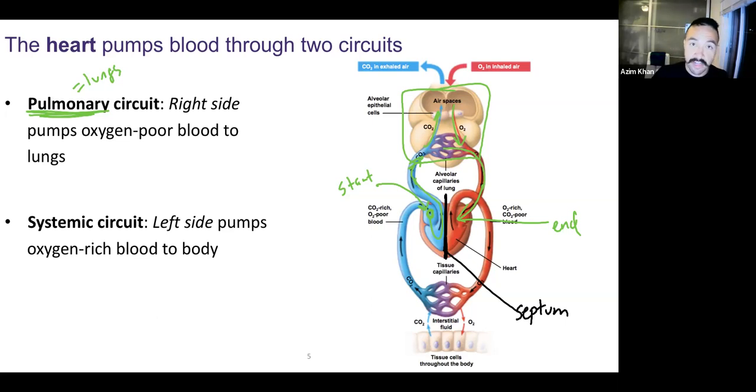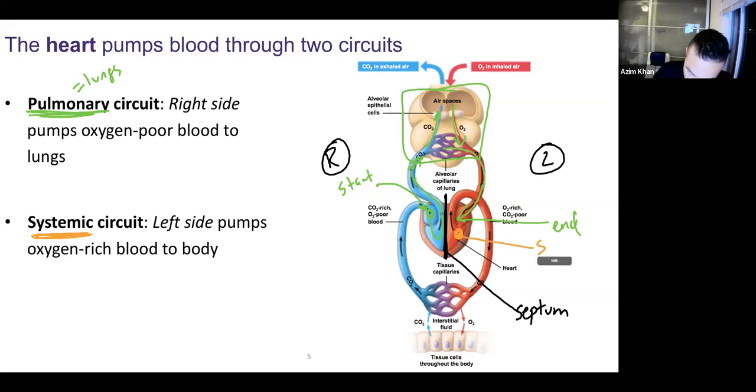So you start on the right side and end on the left side. And to be clear, we're looking at anatomical position. So this is the right side. This is the left side. For the systemic circuit, we're starting on the left side, pumping blood out of the heart to the rest of the body, exchanging blood at other places in the body.